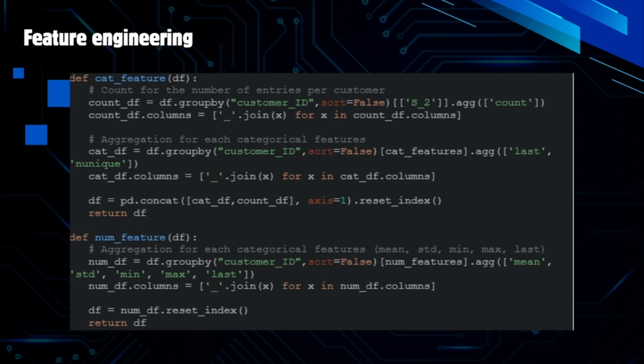This slide shows the code used for feature engineering. The S2 and categorical features were aggregated inside the cat feature function, while numerical features were aggregated inside the num-features function.